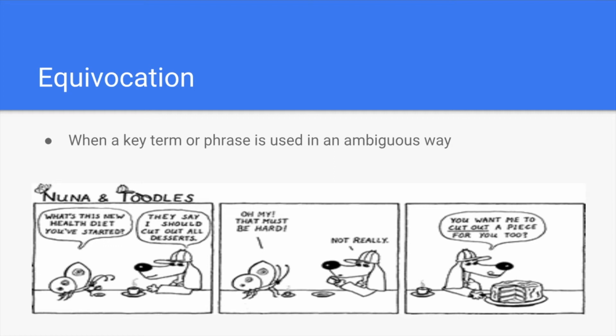Basically, when a key term or phrase is used in an ambiguous way. For example, this butterfly is saying, what's this new health diet you started? And the dog saying, they said I should cut out all desserts. And the butterfly saying, oh my, that must be hard. And the dog's like, not really. And he's like, you want me to cut a piece for you too?